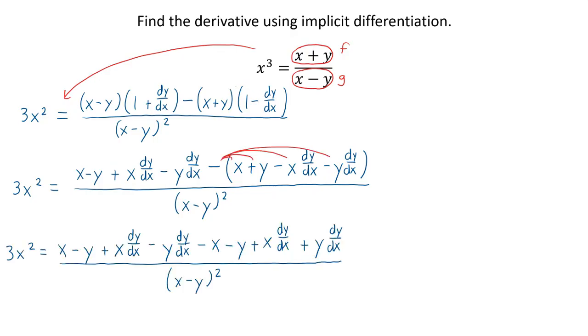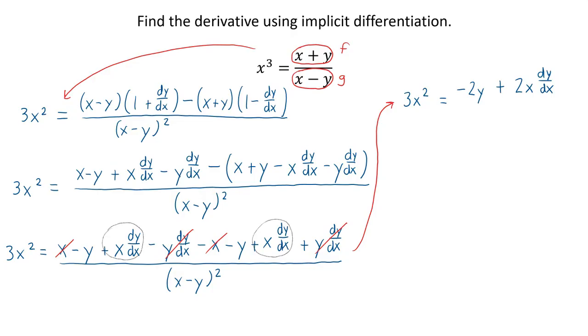And now we distribute the minus into the parentheses to get this equation. X minus x adds out. The minus y times dy over dx and the plus y times dy over dx adds out. Minus y and minus y in the numerator combine to give us minus 2y. And x times dy over dx plus x times dy over dx gives us 2x times dy over dx. And that's all still over the quantity x minus y squared.